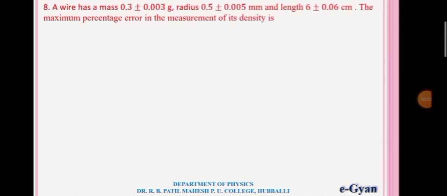Question number 8. A wire has a mass 0.3 plus or minus 0.003 grams, radius 0.5 plus or minus 0.005 millimeter, and length 6 plus or minus 0.06 centimeter. The maximum percentage error in the measurement of its density is. The options are option A 1%, option B 2%, option C 3%, option D 4%.